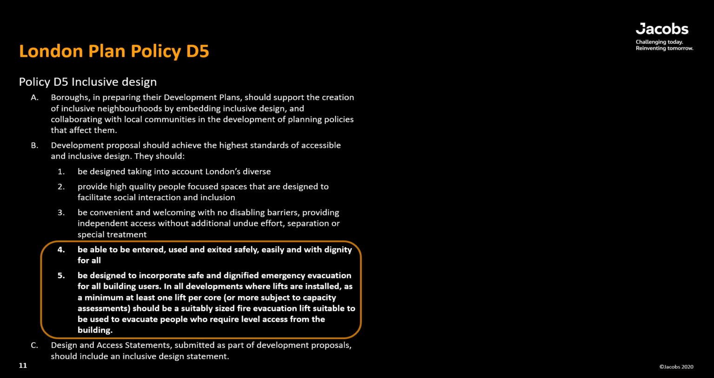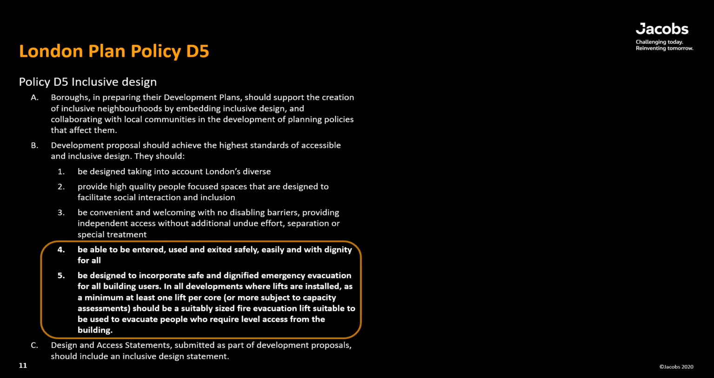B5 goes into development proposals meeting the high standard of accessible inclusive design, and that they should be designed to incorporate safe and dignified emergency evacuation for all building users, and that in all developments where lifts are installed, a minimum of at least one lift per core, and yes, I did just mention cores, or potentially more subject to a capacity assessment, should be suitably sized fire evacuation lifts, which are suitable to be used to evacuate people who require level access from the building.